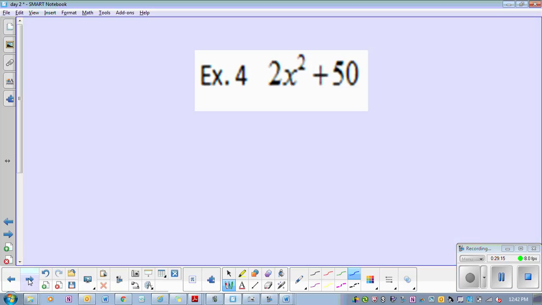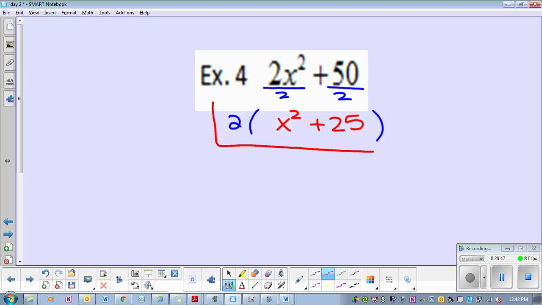All right, look at example 4. What is this? Not prime. I see what you mean though. It is adding, but it's not prime because what can you do? There's a GCF, yes. Take out the 2. And then like we just said, right? This is plus, so you can't go any further. Bless you. So this is it. Okay? Questions? All right.